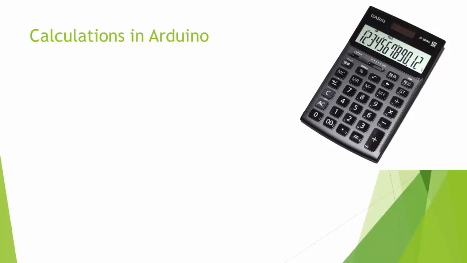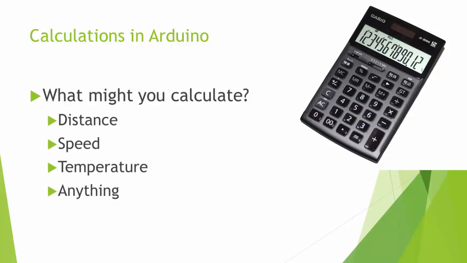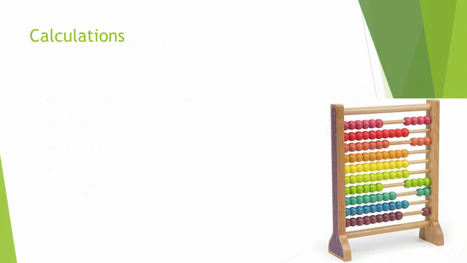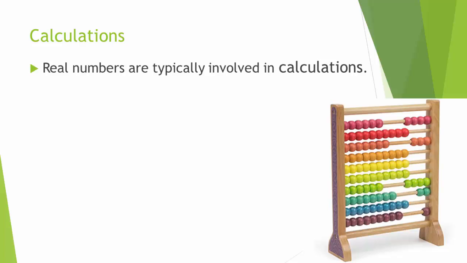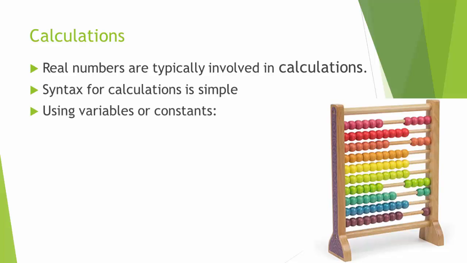Now, in terms of doing calculations, we'll often have to do calculations for various purposes. We might want to calculate the distance to something. We might want to calculate the speed of our robot, for example. We might want to calculate the temperature from a sensor input. There are lots of reasons to do calculations, and calculations are very simple to do. We usually will have a real number, so a long number or an unsigned long number, to which we assign the result. So the syntax is very simple. We just make the result some variable.